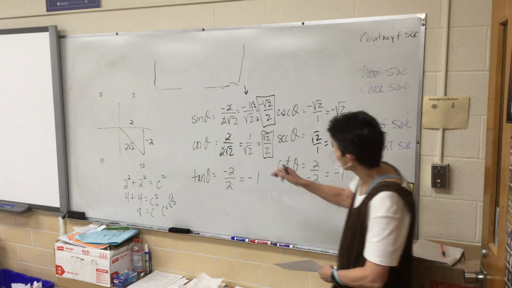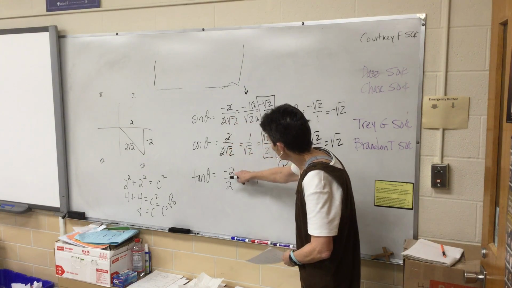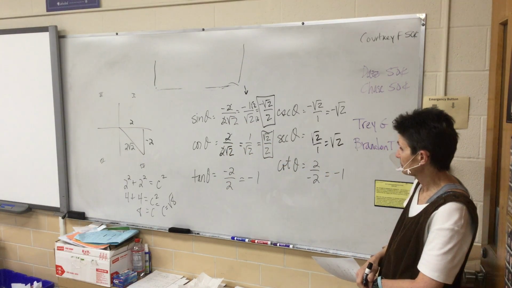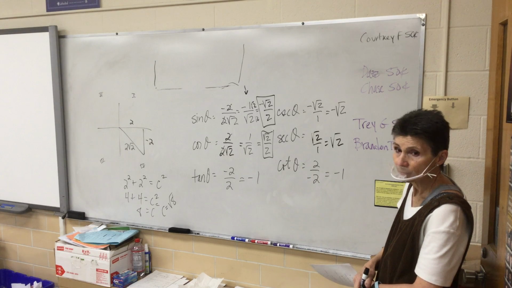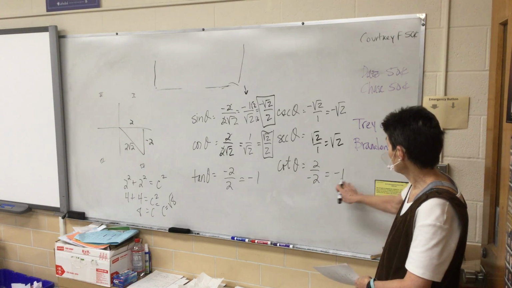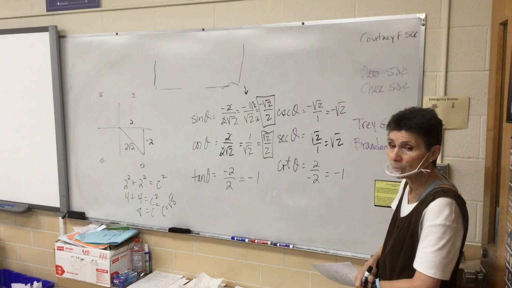That was, you had to do that simplifying at the beginning. That was a little bit tricky. Can you leave it as 2 over -2? No, you want to reduce it. Yeah. We always reduce.